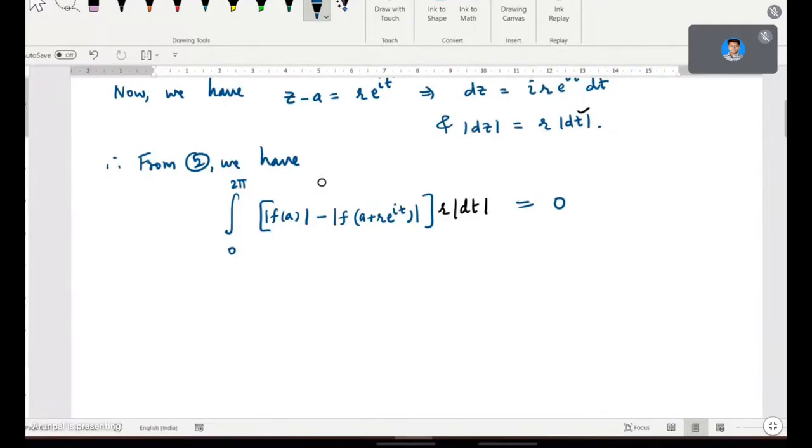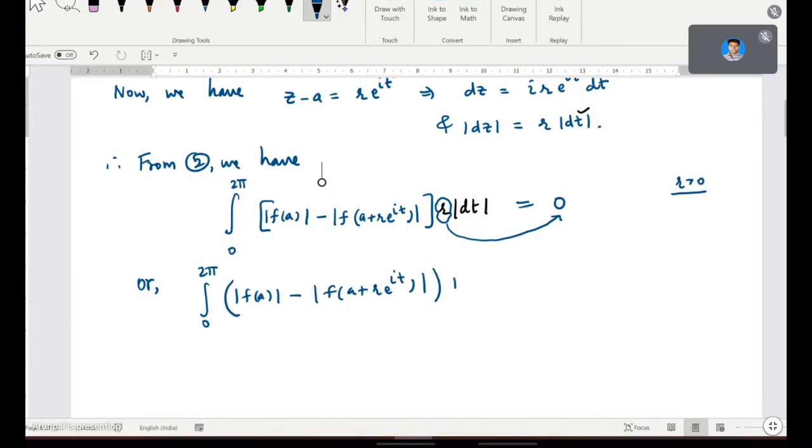Now, class, take a note. Because r is just real, and you know that r is always greater than 0, it is the radius, right? So you can take r on this side, and 0 upon r will become 0. Is this okay? Or I can say, integral from 0 to 2 pi of mod of f at a minus mod of f of a plus re^(it), modulus, dt is equal to 0.